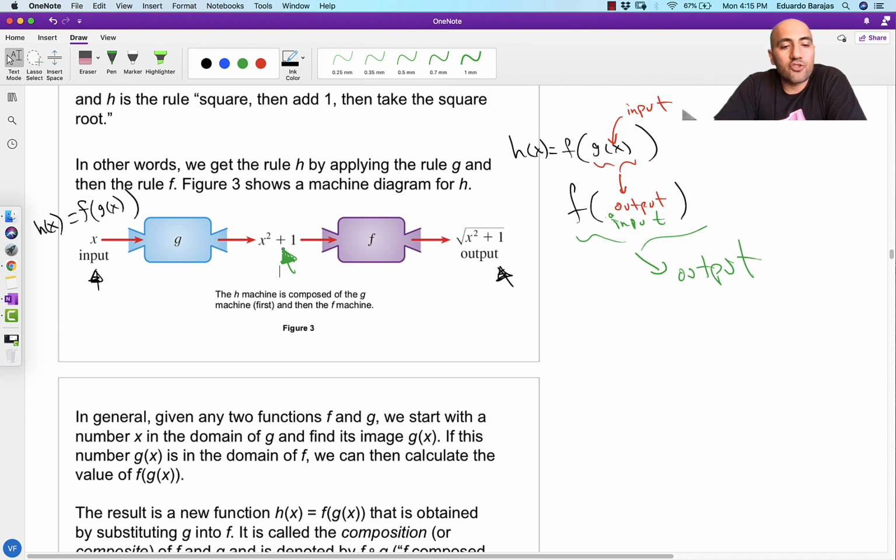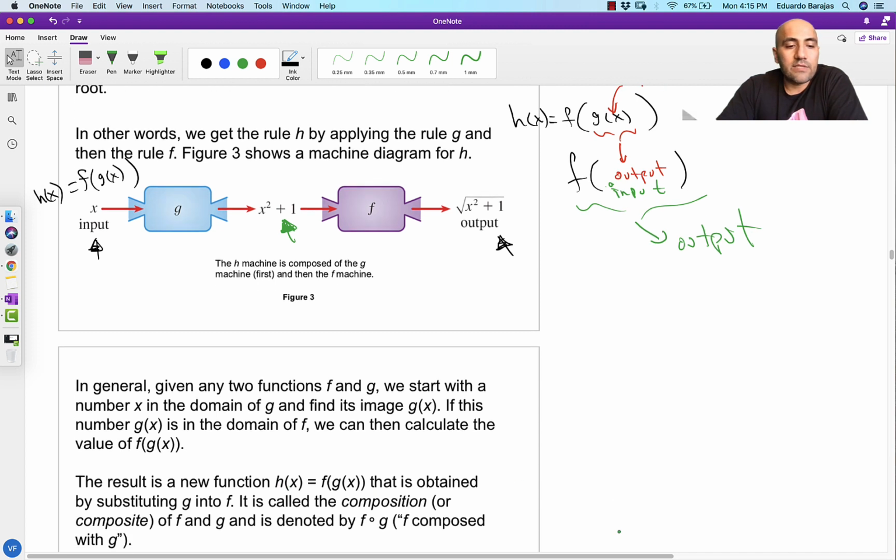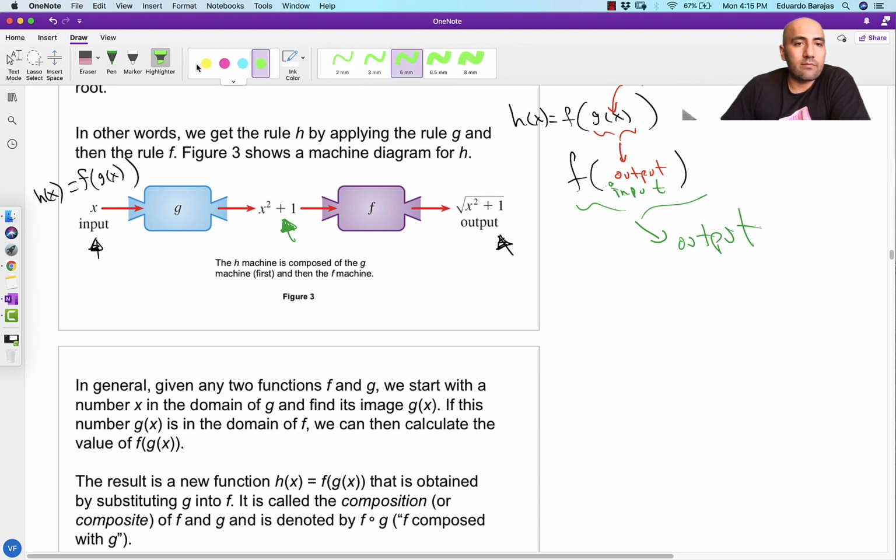If this number, g of x, is in the domain of f, we can then calculate the value of f composed with g of x. The result is a new function, h of x, which is defined this way, and is obtained by substituting g into f. This is called the composition. Okay. So the result is this new function, h of x equal to f composed with g of x, that is obtained by substituting g into f. It is called the composition, or the composite, of f and g, and is denoted with this.